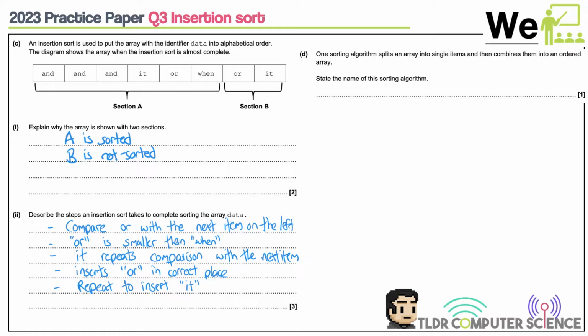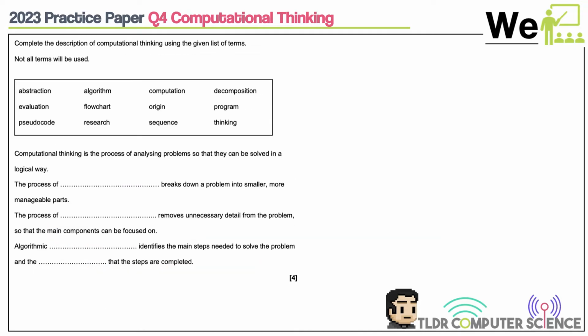Wicked. One sorting algorithm splits an array into single items and then combines them into an ordered array. Abdul told us the other two. The other two were bubble sort and merge sort. What is the one that splits the array into single items and then merges them? There you go, merge sort. Lovely question, I think, coming up.